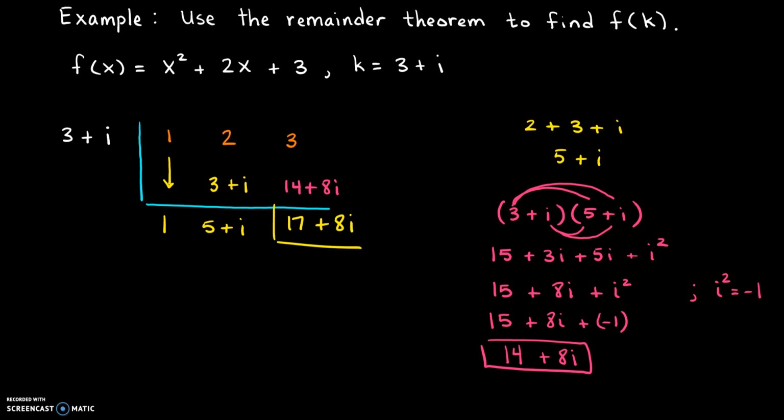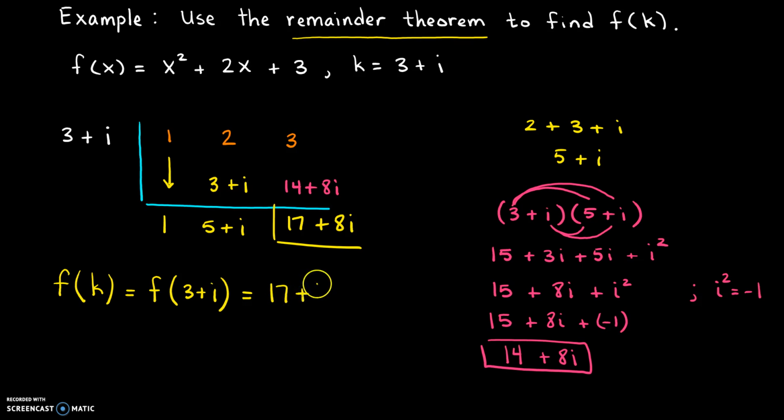If they're asking us to use the remainder theorem, that means they want us to find f of k. So what was the k value? That was simply 3 plus i, so f of 3 plus i is just going to equal our remainder, which is 17 plus 8i, and that would be our answer here. Let me put a box around it. So there we go, our answer is 17 plus 8i.